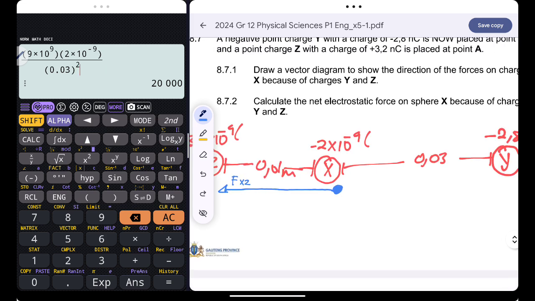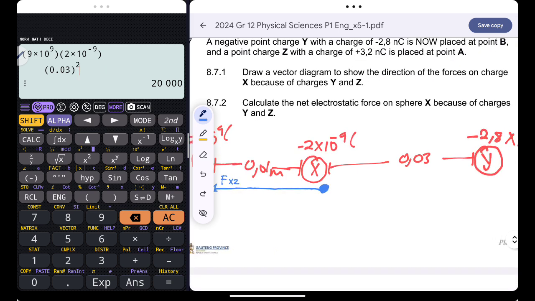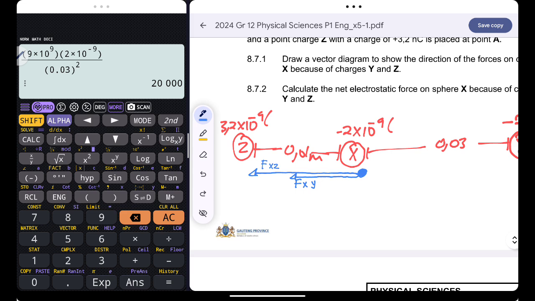Okay, now let me see how is X going to behave as a result of charge Y. Both of these charges, guys, are negative, so they will repel one another, but I'm only focusing on charge X. Charge X will be repelled by charge Y towards the left. The two charges will just push one another away. So this will just be the force between charges X and Y. So that simply means that the net electrostatic force is also towards the left.